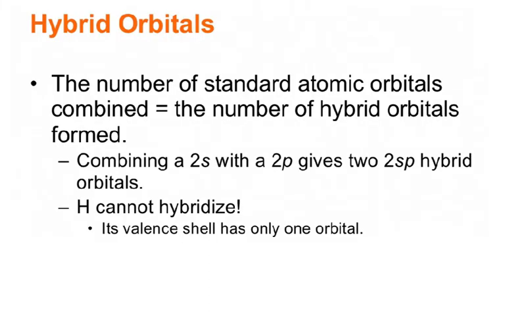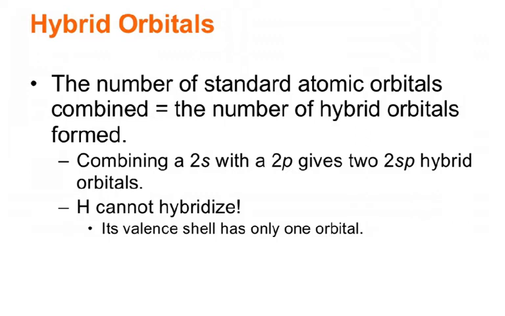So the number of standard atomic orbitals combined is equal to the number of hybrid orbitals formed. This is what I mentioned earlier. So if you combine a 2s and a 2p, you're combining two atomic orbitals. As a result, two atomic orbitals will give you two molecular orbitals. When they hybridize, the s and the p will give you two sp hybrid orbitals. You'll see how the s and the p merge and become one blended orbital.